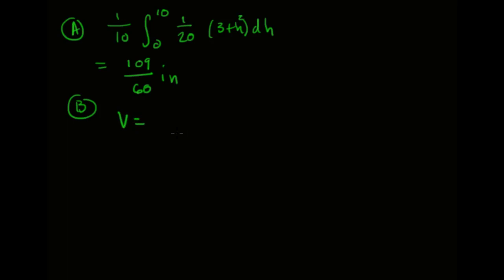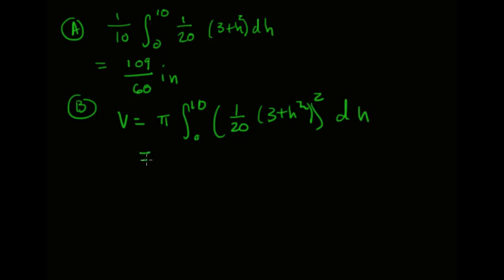Volume of the cone is going to be pi times the integral from 0 to 10 of the radius squared, right? So that's the whole thing squared, dh. And again, you can throw that all into the calculator and you're going to get like 2209 pi over 40. Unit here should be inches cubed, or you can get the decimal equivalent of that. Again, I worked it all out by hand, but you can do that using the calculator.